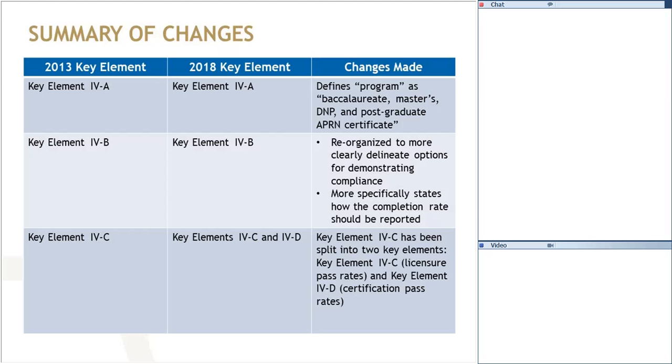Key element 4C has become split into two key elements. 4C will address licensure pass rates, and 4D will address certification pass rates. So if a school has, for example, a pre-licensure baccalaureate program, but doesn't have a program that prepares students for certification exams, then 4C would be applicable to that school, but 4D would not be applicable because the school is not preparing graduates for a certification exam.